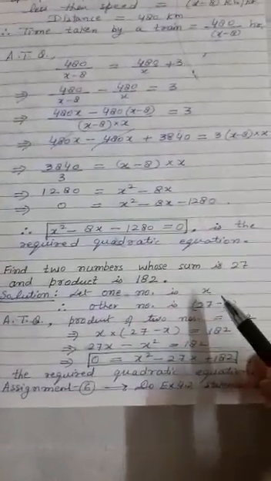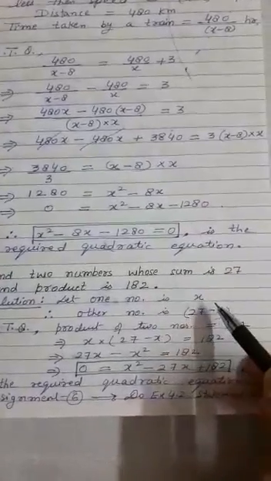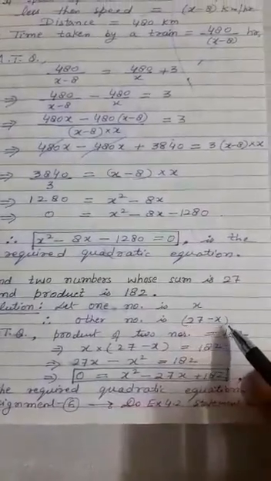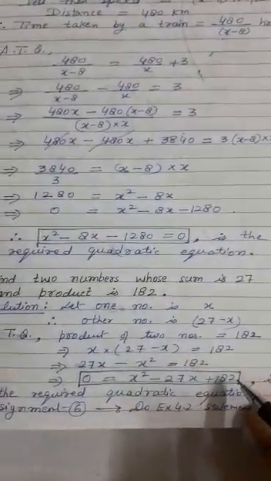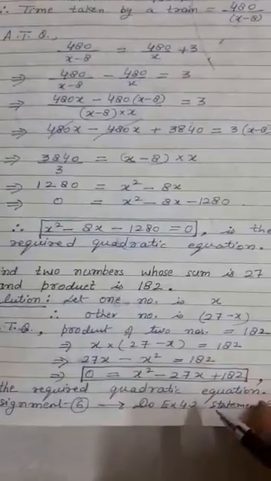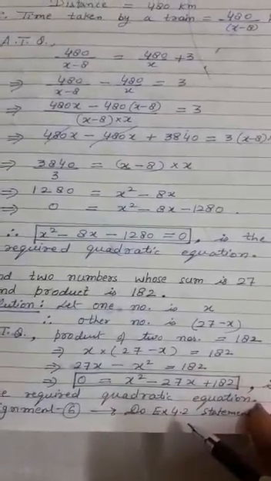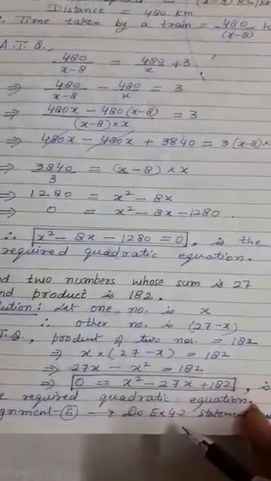We have to find out two numbers. Let us assume one number be x and the other number will be 27 minus x. Product of them is 182. By multiplying and by solving it, we are getting again a quadratic equation. You know how to solve it. On the basis of it, you have to solve exercise 4.2 statement questions.